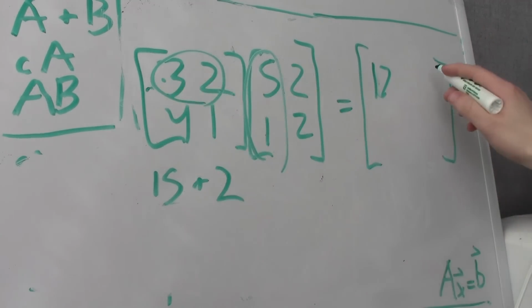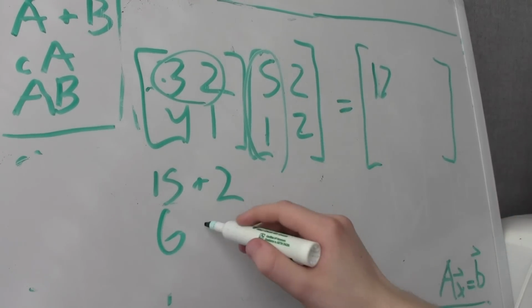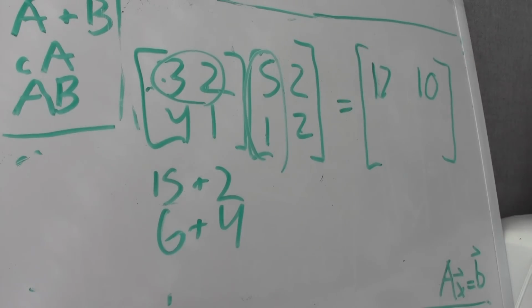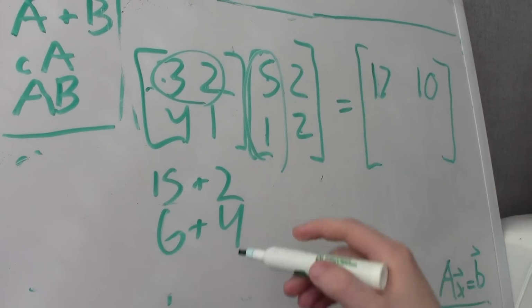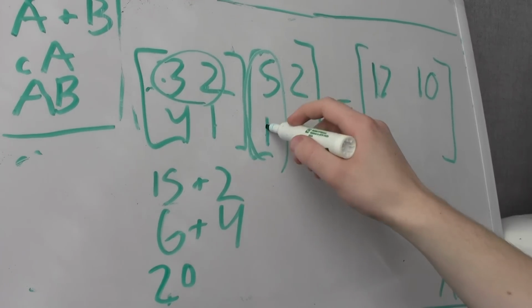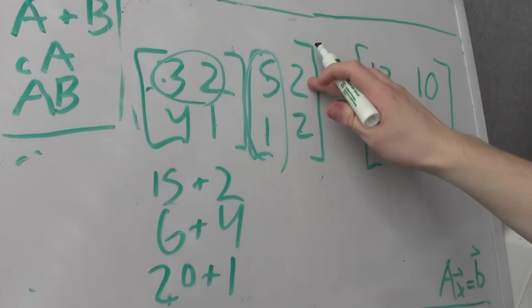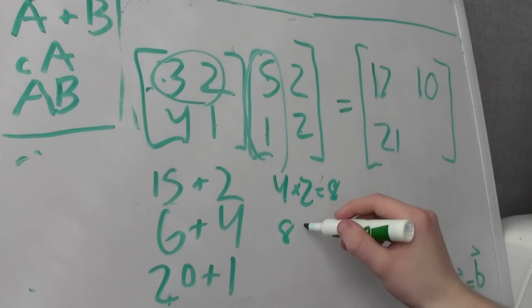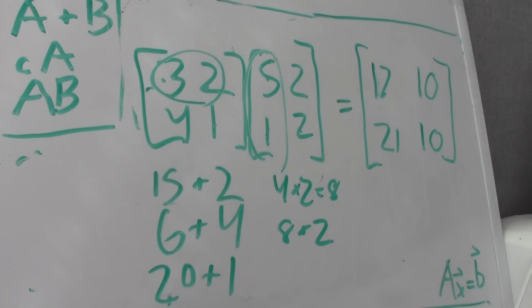I do the same for the first row and the second column. So 3 times 2, 6, plus 2 times 2, which is 4. So first row, second column will be 10. Now I'm going for second row, first column. So second row, 4 times 5 is 20, plus 1 times 1. And that's 21. And last but not least, the second row, second column. So second row, 4 times the second column, 2. 4 times 2 is 8. So 8 plus 1 times 2 is 2. So 8 plus 2 is 10. And there you go. You have your answer.